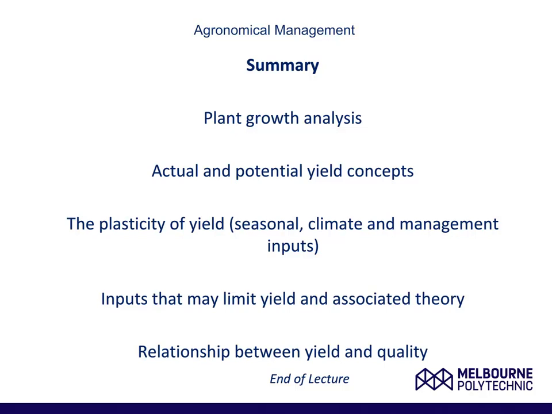We have learnt how yield can be influenced by its environment, how the environment can impact on photosynthesis, which can then lead to increases or reductions in your yield. We've learnt about the plasticity of yield. That is how it can change with season, climate and management. Inputs may limit yield, and we have learnt about the associated theories behind these, particularly with respect to nutrients. We will be covering nutrient theory in more detail in future lectures. We have learnt here about the relationships between yield and quality. That brings us to the end of this lecture.